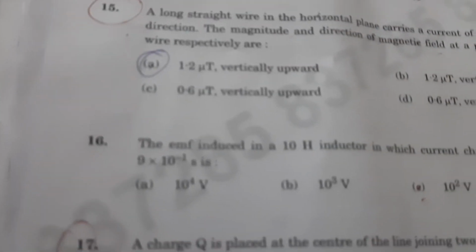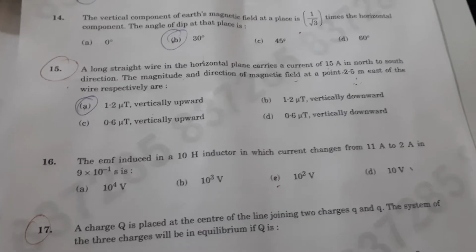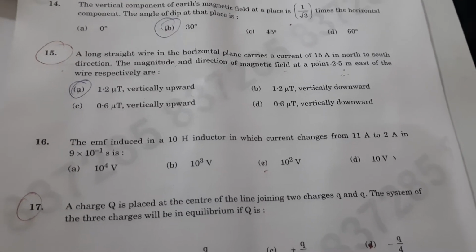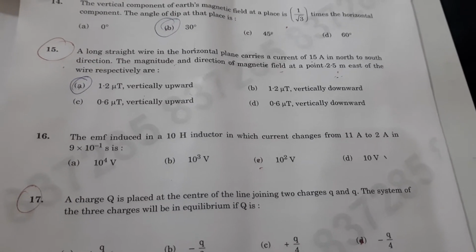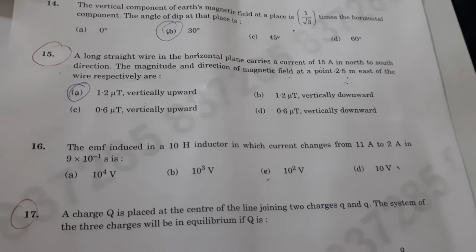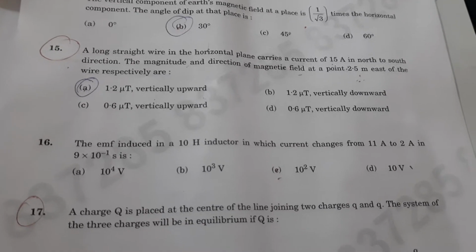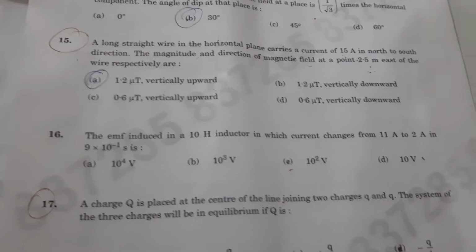Now there is a question here. The EMF induced in a 10 Henry inductor in which the current changes from 11 amperes to 2 amperes in 9 into 10 to the power minus 1 seconds is.